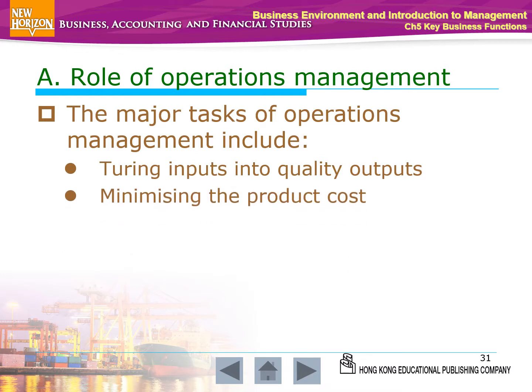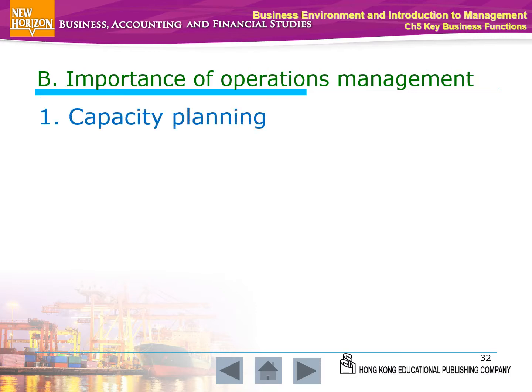We turn these inputs into quality outputs to produce hamburgers, a bottle of Coca-Cola, potato chips, quality outputs. Minimizing the product cost. Of course, operations management will try to reduce the product cost. Of course, everything can be produced at high expenses. If you are in operations management, you try to keep the cost as low as possible. Why is operations management important? Number one, capacity planning.